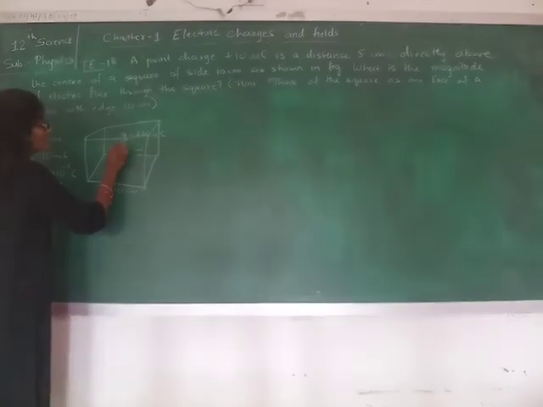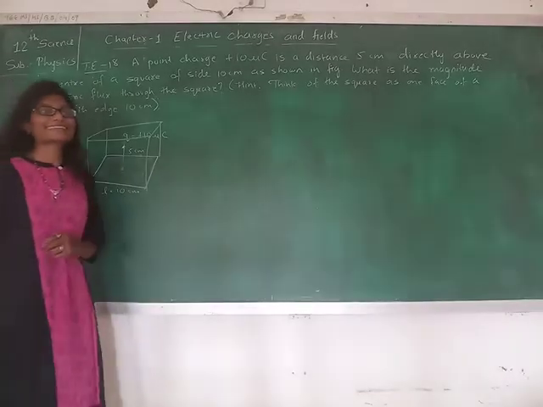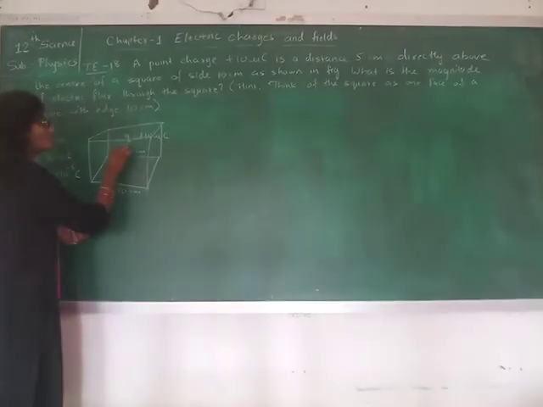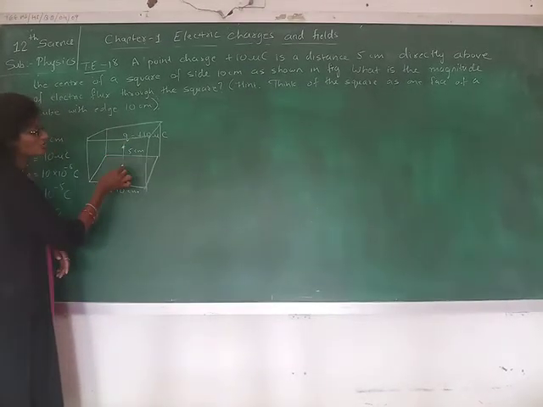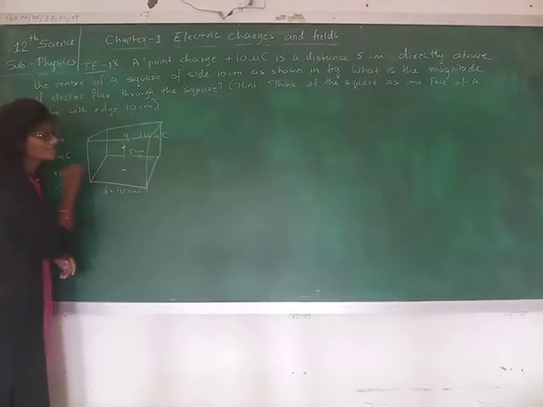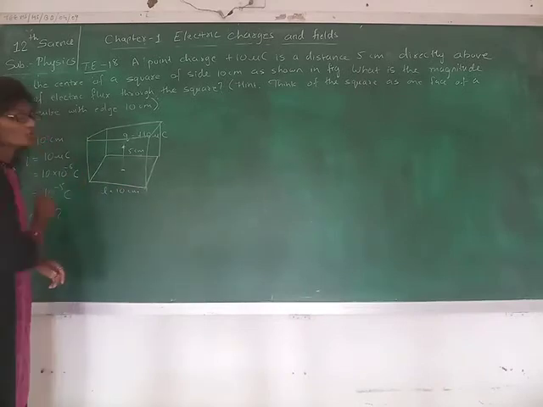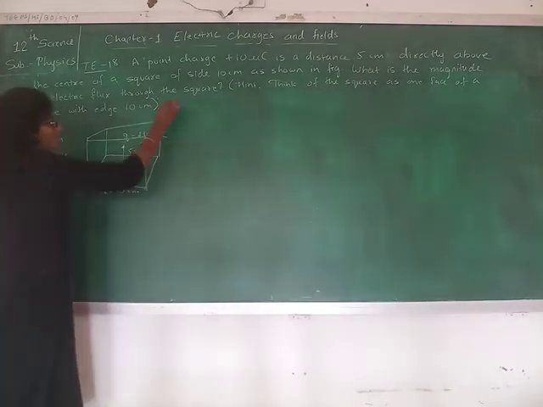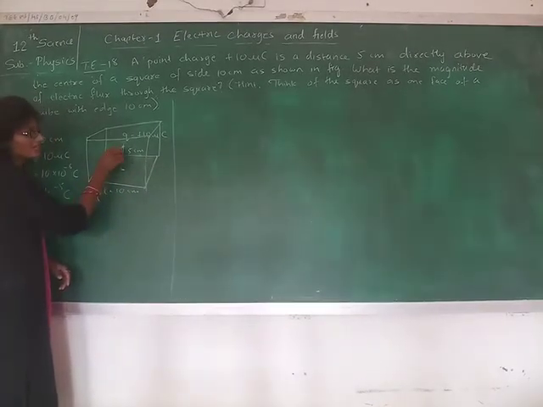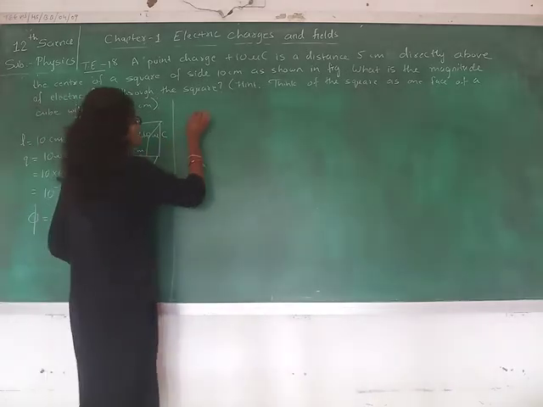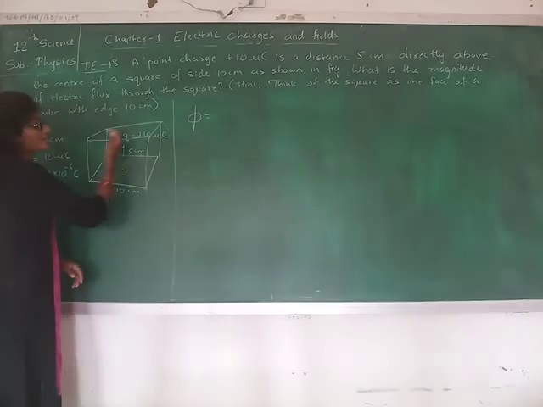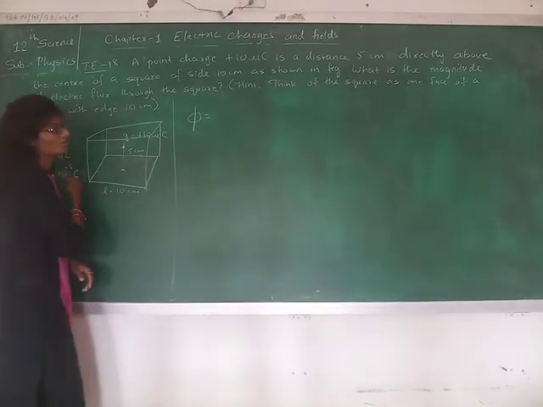So let us consider that the charge is at the center of the cube. That means it is placed at the centroid of the cube, and the distance from the center of the cube to the center of this face of the cube is 5 cm. Edges of the cube are given as 10 cm. Now here we need to find the flux through this face only, right? We are having a charge at the center of the cube, so the flux will be the total flux that is passing through this cube, right?